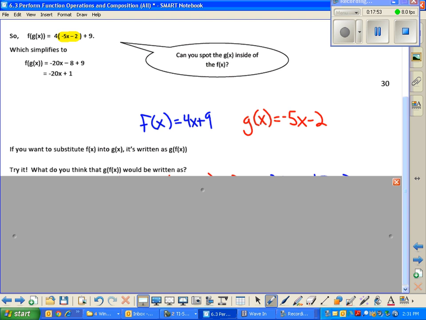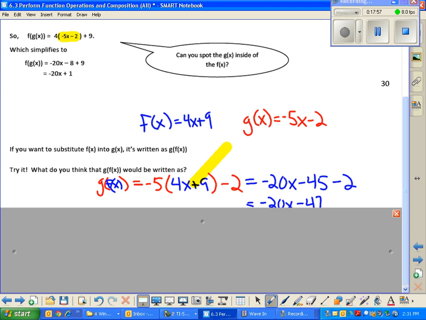Here's how I typically do that. I write my function out. So I open up my function. g of x was negative 5x minus 2 up here. So negative 5x minus 2. That's my g of x up there. And then wherever I see the x, kind of just leave that blank. And then I take my 4x plus 9 right here, and I plug it in to g of x.